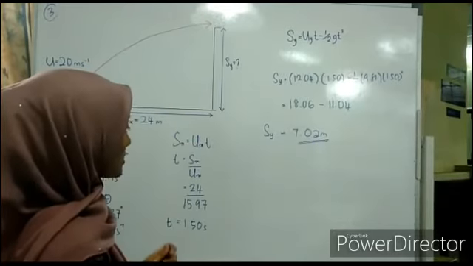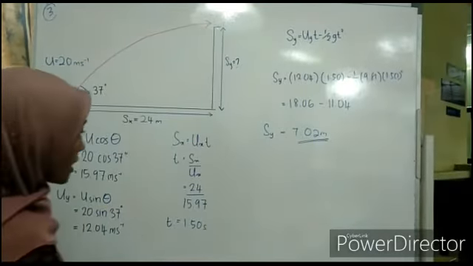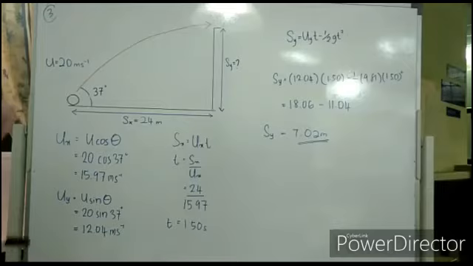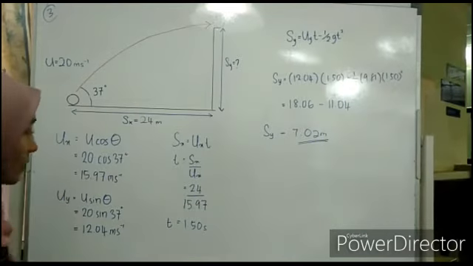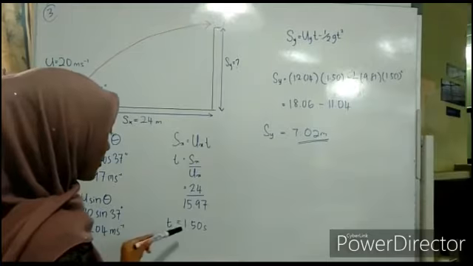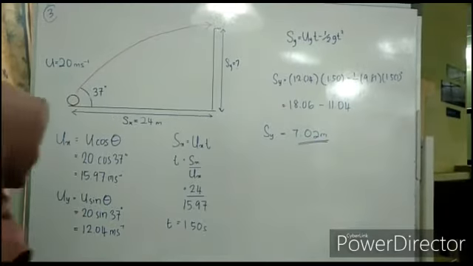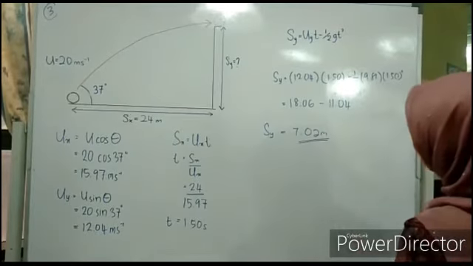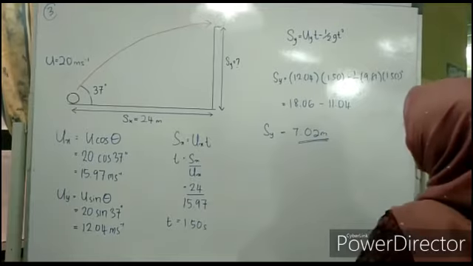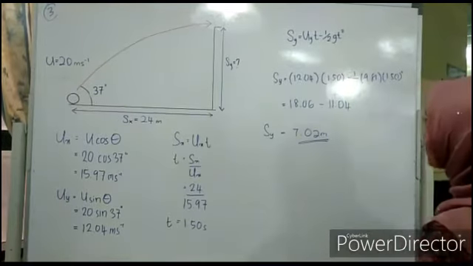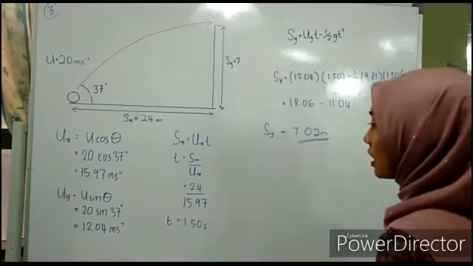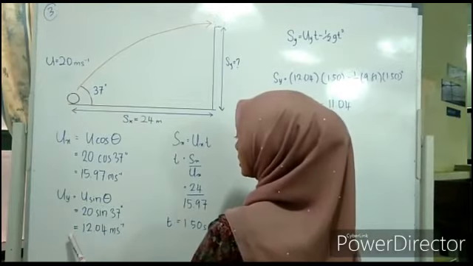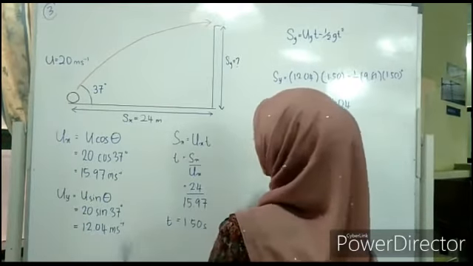Then using formula sx equal uxt, we will find t. So t equal to sx divided by ux. Substitute sx, which is 24, divided by 15.97. So t equal 1.5 second. Then we will find sy using formula sy equal to uy multiplied with t minus 1 over 2 gt square. Substitute uy, which we find using u sin theta. Substitute 20 sin 37 equal 12.04 meter per second.